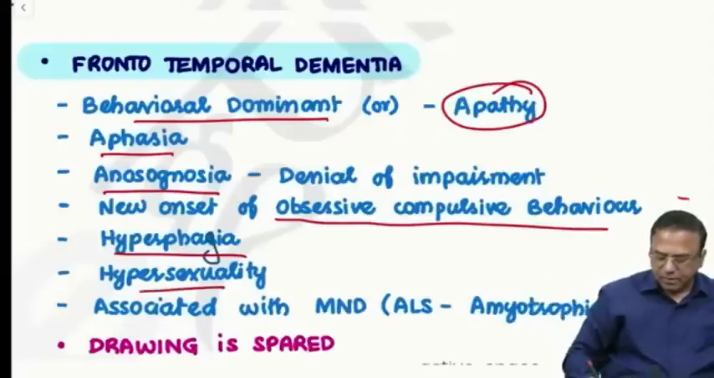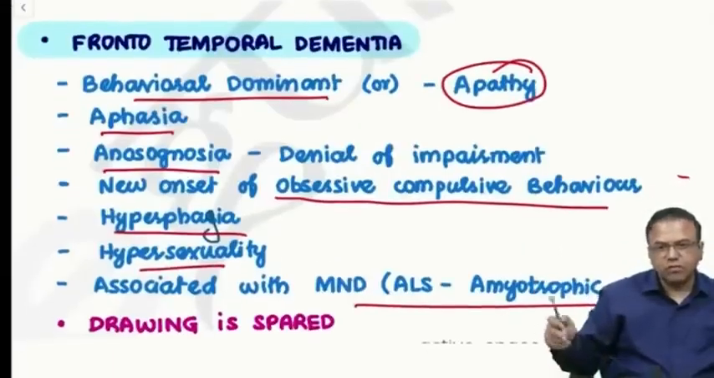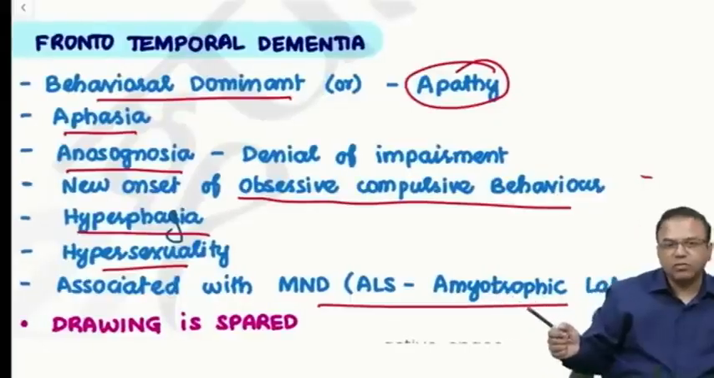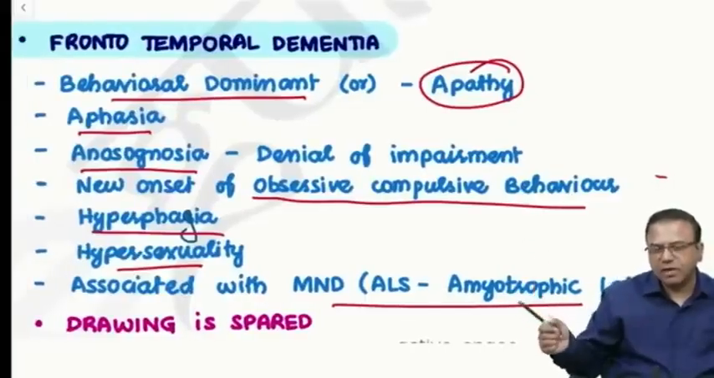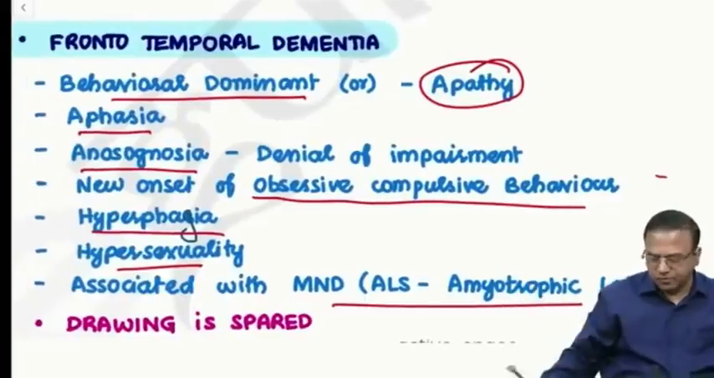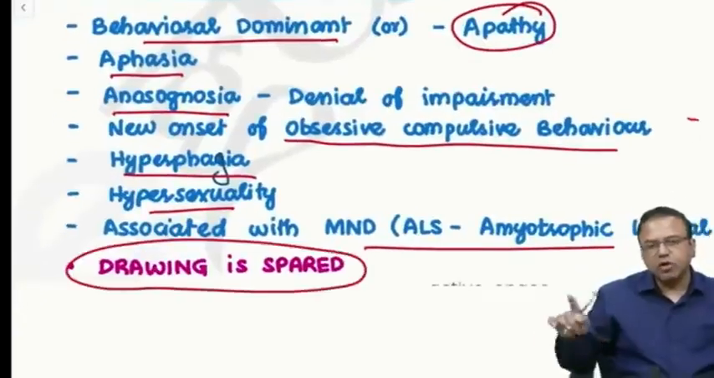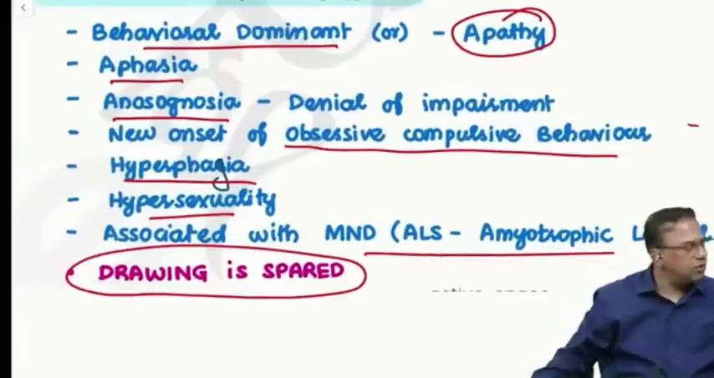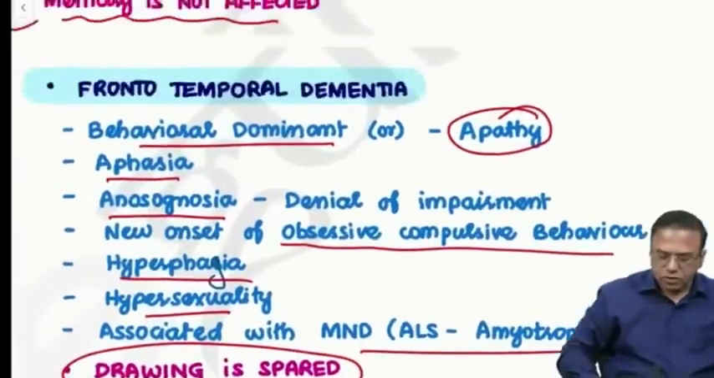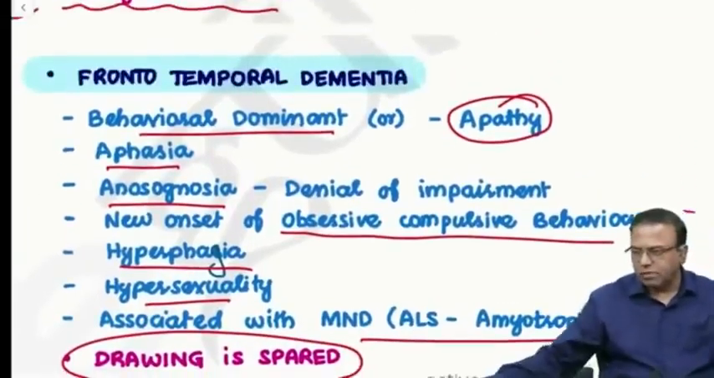Hypersexuality may occur, and you may see association with amyotrophic lateral sclerosis. So FTD and ALS, they have a 20% relationship between the two. This is a condition where the patient's occipital lobe and parietal lobe is normal, so drawing is spared. Okay, you don't see any problem in the drawing. So these are all the features of frontotemporal dementia.